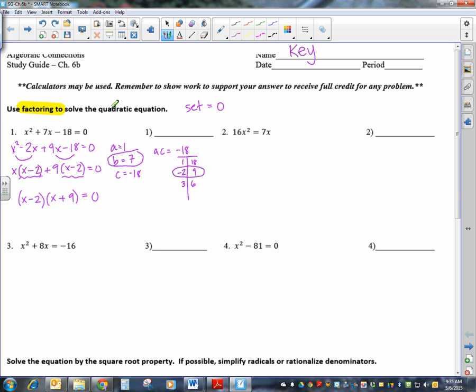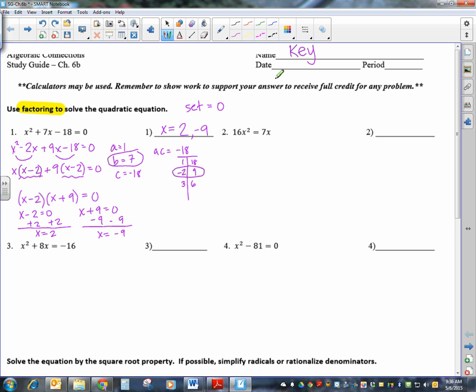And then to solve it, remember all of these are equations, so when you finish, your answer is going to be x equals. Okay, so I'm going to set each factor equal to 0: x minus 2 equals 0, x plus 9 equals 0. Then I'm adding 2 to both sides, so x equals 2. And over here, I'm going to subtract 9, and so I'm going to have x equals negative 9. So I just put 2 and negative 9.